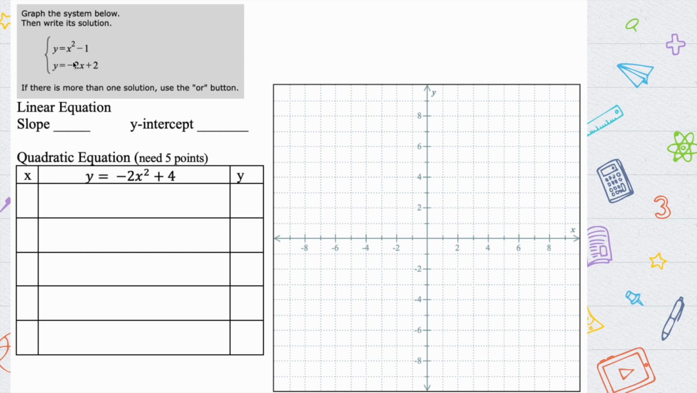So my quadratic is on top now, and my linear is on the bottom. So I'm going to do the same thing for my linear equation. My slope is in front of the x there, so it's negative 2 over 1. And I do have a y-intercept this time of 2. So I'm going to graph that. I'm going to go up to 2, and then I'm going to go down 2 over 1 for my slope and graph my line. So my linear is already done.